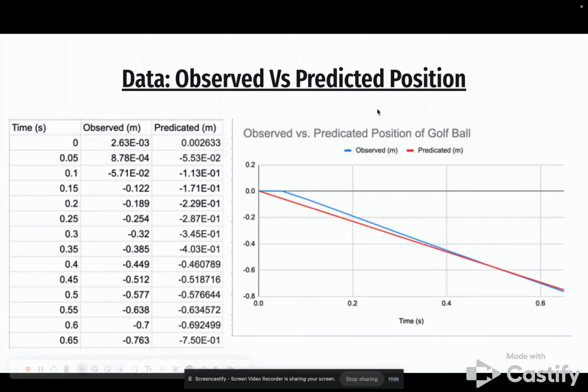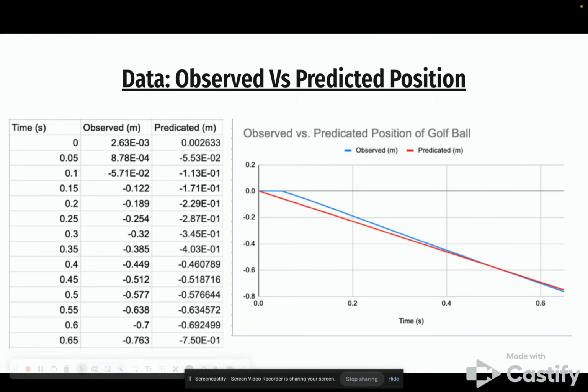This is the observed experimental data versus the predicted data from the computational model. The table shows position values measured from videos at different times, while the predicted column shows the values calculated by our model. The graph makes this comparison easier to see, where the blue line represents the observed motion and the red line represents the predicted.